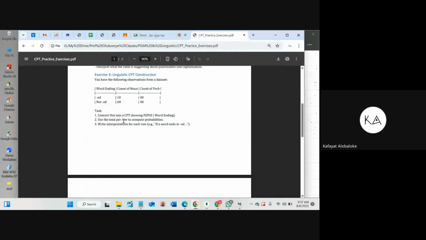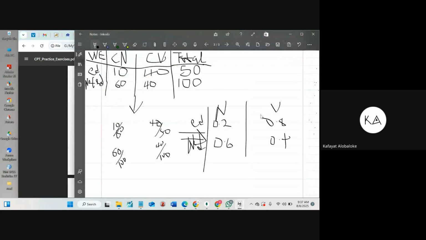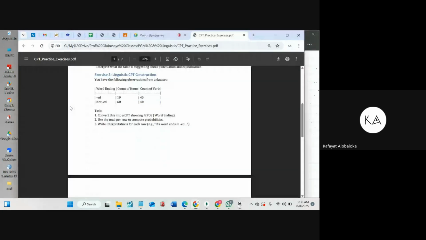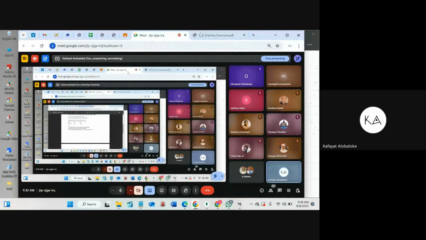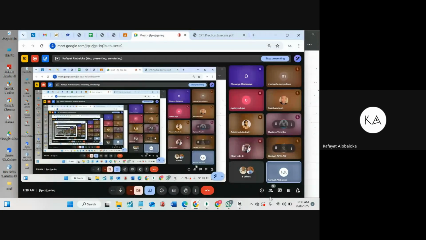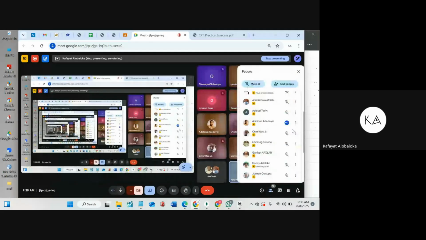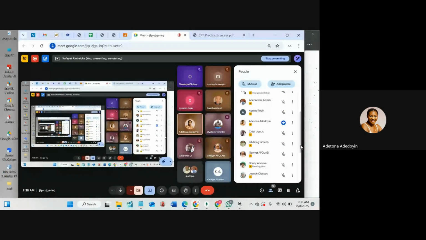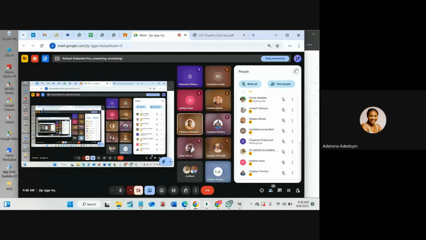Now the next one is to write an interpretation for each row. That is, if a word is ending with ed or not. Who wants to help us with the interpretation? It's very simple. Who wants to try? Okay, who has not said anything in this class? I want to try. Okay, please go ahead, Adeton.